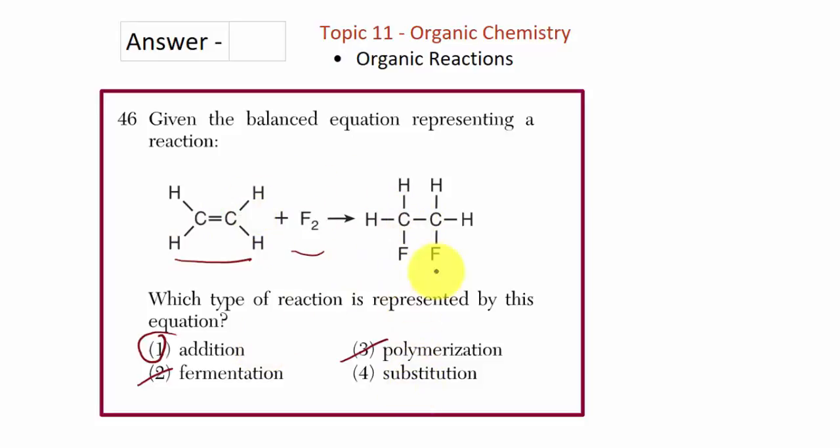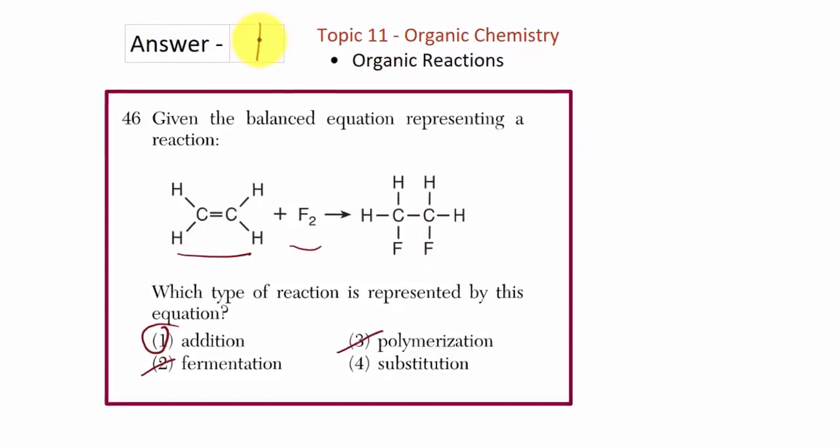Had this been substitution, we might still have the double bond and some of the hydrogen would have been eliminated. But we didn't eliminate anybody. We just added fluorine to the structure. So it's answer number 1.